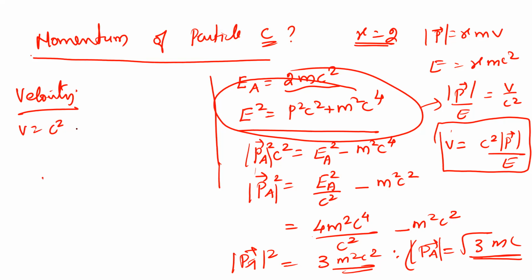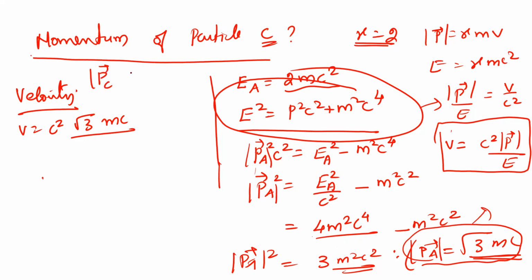Now we can easily find the velocity because V is equal to c² multiplied by P by E. What was P? That is root 3 mc. This is the momentum of the initial particle, and so by momentum conservation, this is also the momentum of the third particle. So we have the result P_C is also root 3 mc. And what was the energy?